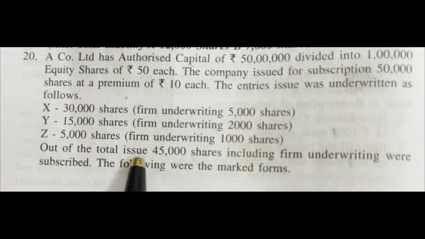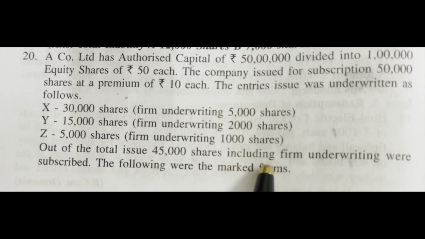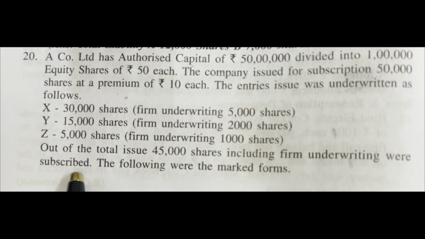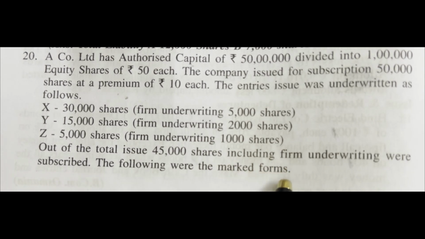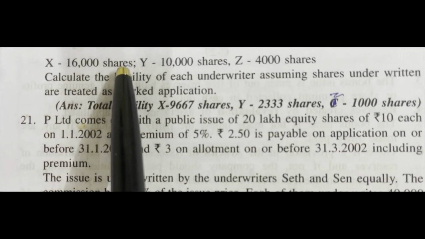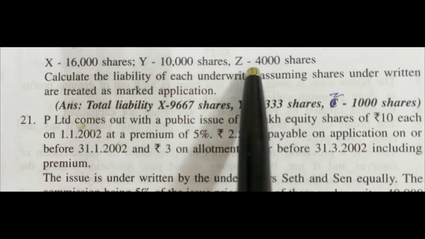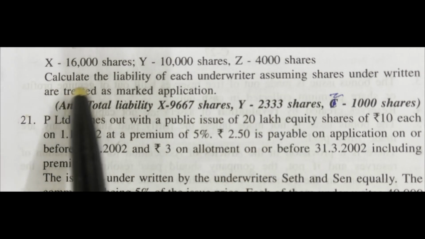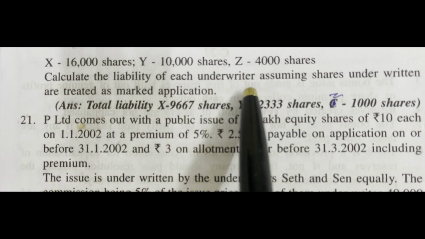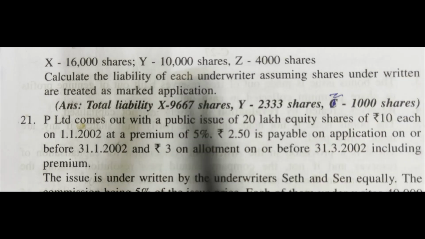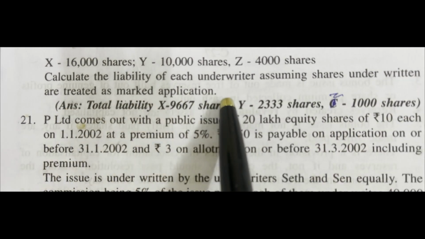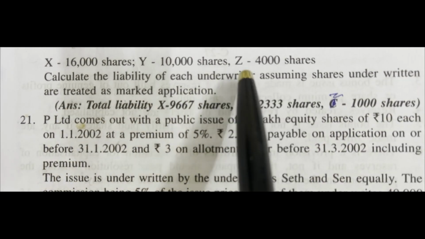Out of the total issue, 45,000 shares including firm underwriting were subscribed. The following were the marked forms: X 16,000 shares, Y 10,000 shares, Z 4,000 shares. Calculate the liability of each underwriter assuming shares underwritten are treated as marked applications. This is the question. Let us see the solution for this.